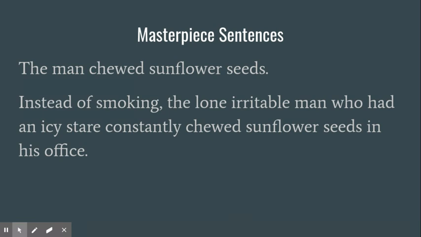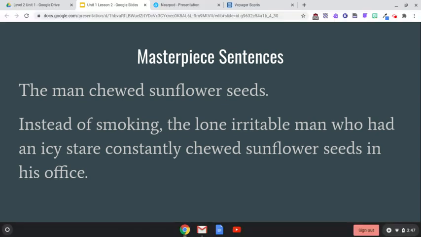Instead of smoking, the lone, irritable man who had an icy stare constantly chewed sunflower seeds in his office. The process will help us transform those simple sentences like the man chewed sunflower seeds into true masterpiece sentences like instead of smoking, the lone irritable man who had an icy stare constantly chewed sunflower seeds in his office. I want you to look at page 9 in your student books and read aloud the stages. Read the stages along silently as I read them aloud.